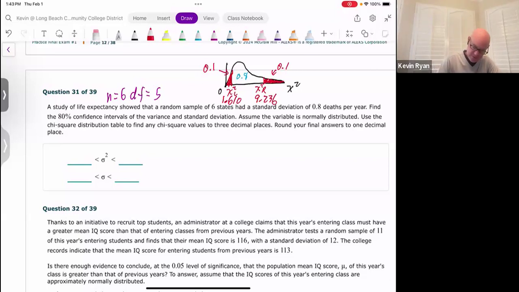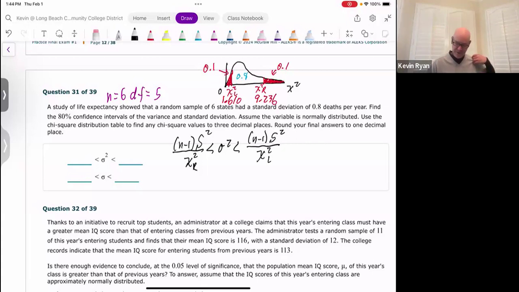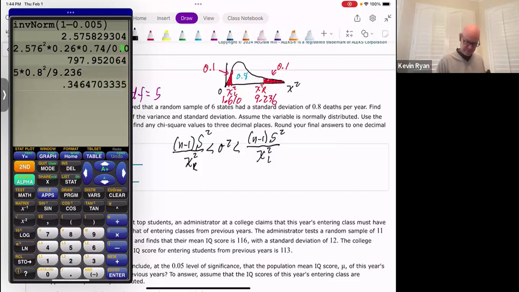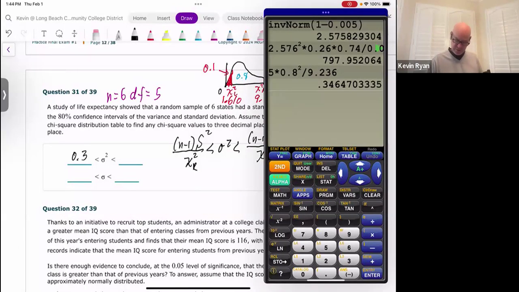All right, so let's do the variance one. Standard deviation is 0.8. And I'm going to also do the square root with it so I can get the standard deviation version. So this is going to be 5 times 0.8 squared divided by 9.236. This is round to 1 decimal point, so that's 0.3. The square root of that is 0.6.